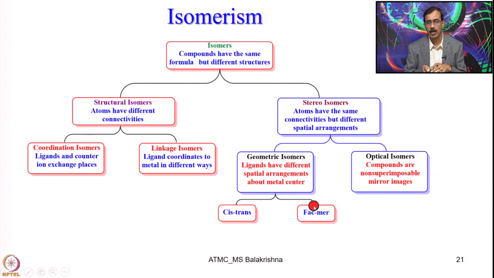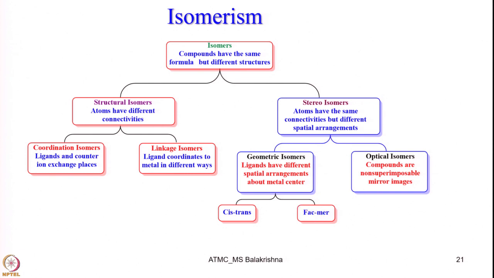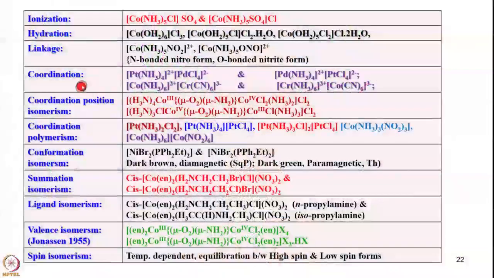Whereas in case of octahedral compounds, when we have MA4B2 or MA2B4, we have cis and trans isomers. Similarly, when we have MA3B3, we end up with two isomers which are called facial and meridional. In facial, all the three ligands are on the same face, whereas in meridional, they are not on the same face. Then if the compounds are non-superimposable mirror images, then we call them optical isomers. I have given some examples for various isomerism.